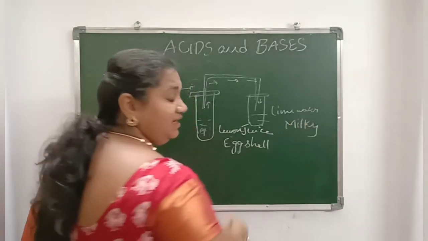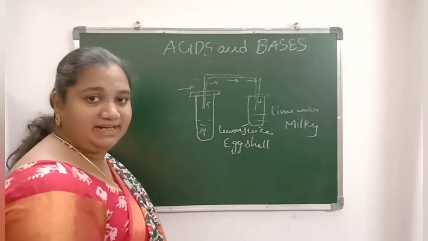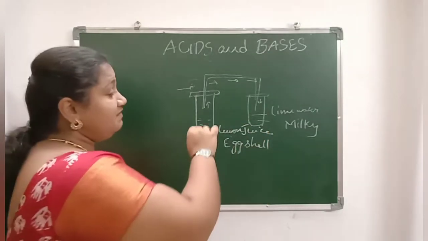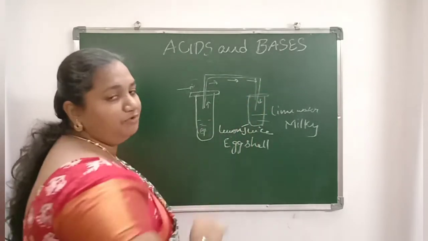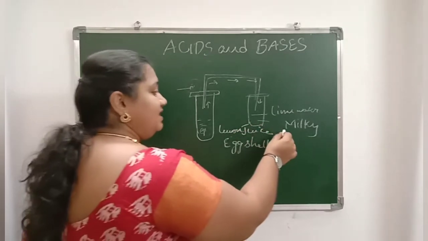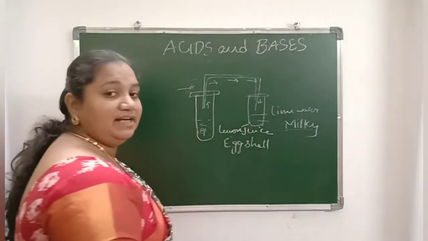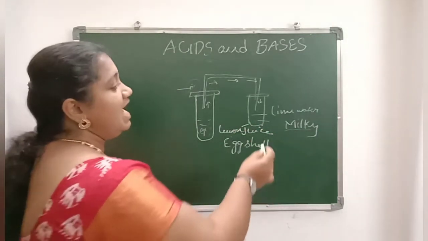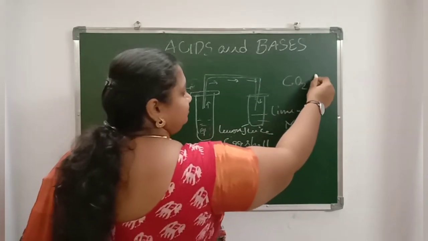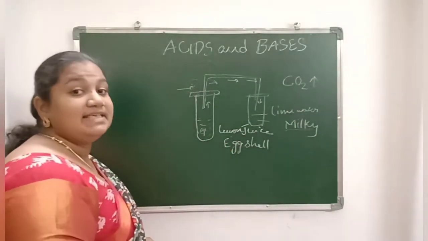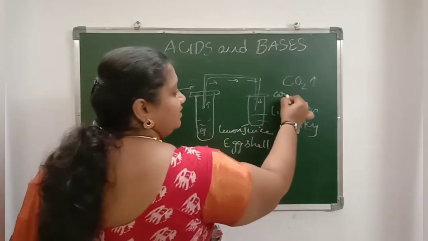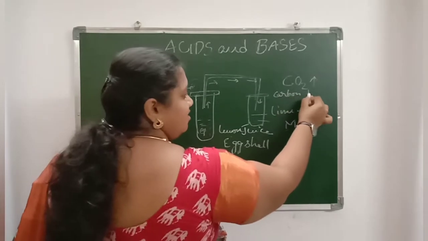Milky means milk, in which color, children? White color. The lime water is transparent, and whenever this gas passes through it, it turns milky. So by this experiment you can tell that the lime water turns milky and the gas released is CO2. The gas released is CO2. CO2 means carbon dioxide.